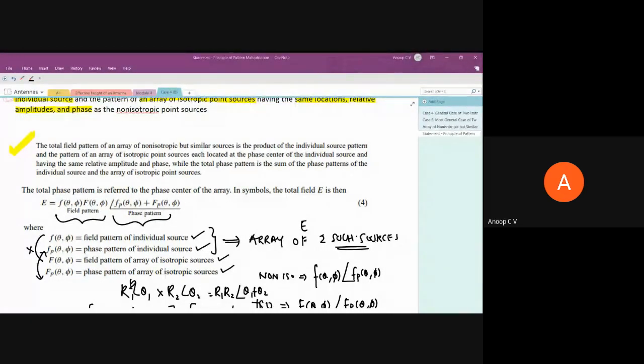Portion for the test: after this, we have array of n isotropic point sources, till there. So module 3 is complete, and module 4 till this topic and one more topic. What I'll be teaching next is array of n isotropic point sources. But before that itself, I'll start with dipoles, but I'm not including that for the second internal. Or should we include that dipole portion also? What do you think? So that you will get more options.